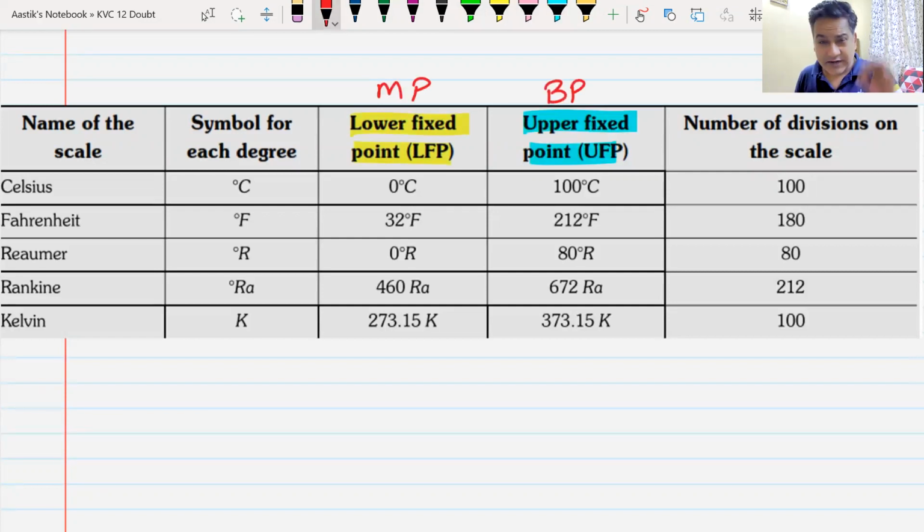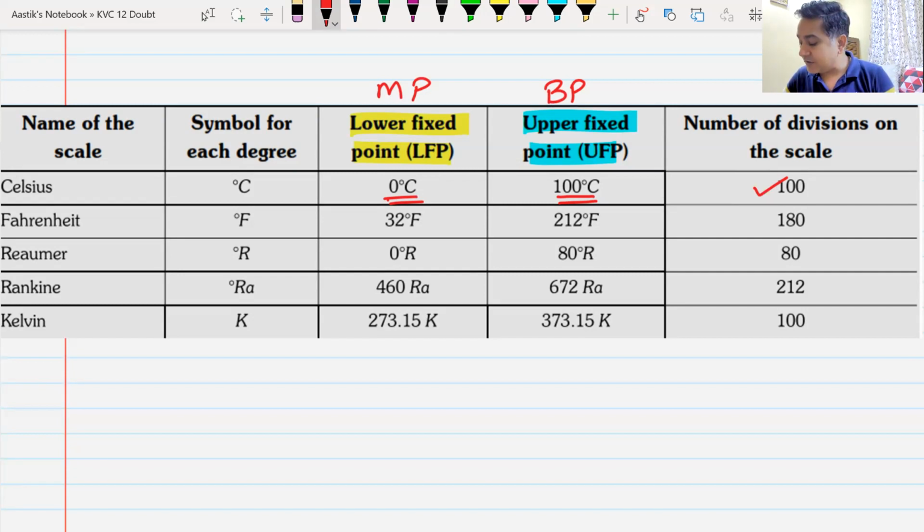So they were given arbitrary values. For example, on the Celsius scale, the symbol being degree Celsius, the boiling point of water was called 100 degrees Celsius and the melting point was arbitrarily called 0 degrees Celsius. In between 0 and 100, they made 100 equal divisions. So one division was equal to 1 degree Celsius. That is how the Celsius scale was made. Do we understand this?